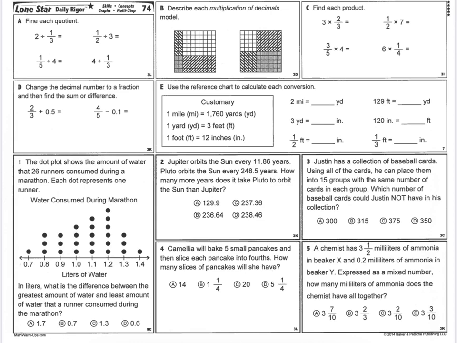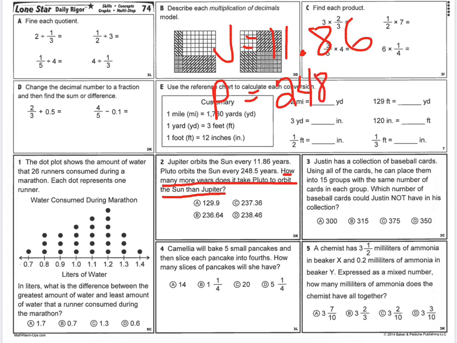Number 2, Jupiter orbits the sun every 11 86 years. Pluto orbits the sun every 248 5/10 years. How many more years does it take Pluto to orbit the sun than Jupiter? So they're asking how many more years does it take Pluto to orbit the sun than Jupiter? Okay, so Jupiter is 11 86 years to orbit the sun. Pluto is 248 5/10 years to orbit the sun.